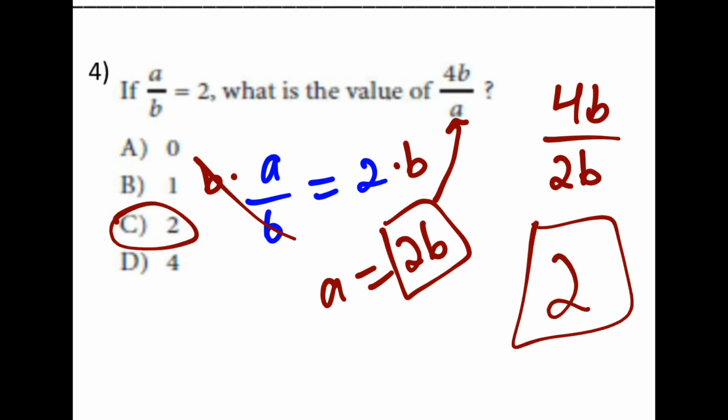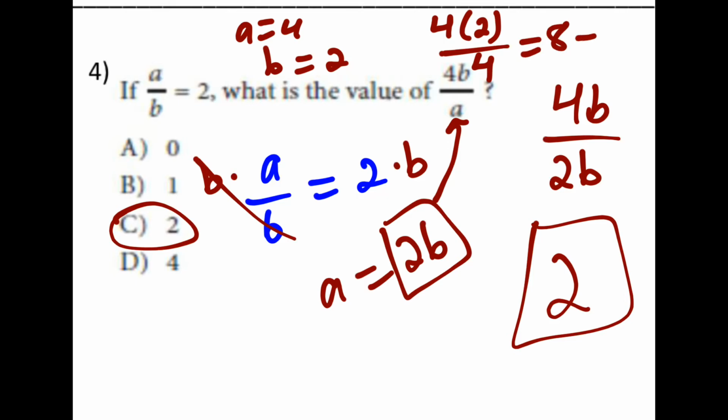Of course, if that doesn't really make sense for you, you could have just picked two numbers. Say a is equal to 4 and b is equal to 2. Because after all, if you plug those in, 4 divided by 2 is 2. If you tried it over here, 4 times 2 divided by 4, you're going to get 8 divided by 4, which is also 2. So if the algebra part didn't make sense, you could have just picked some numbers and plugged them in.